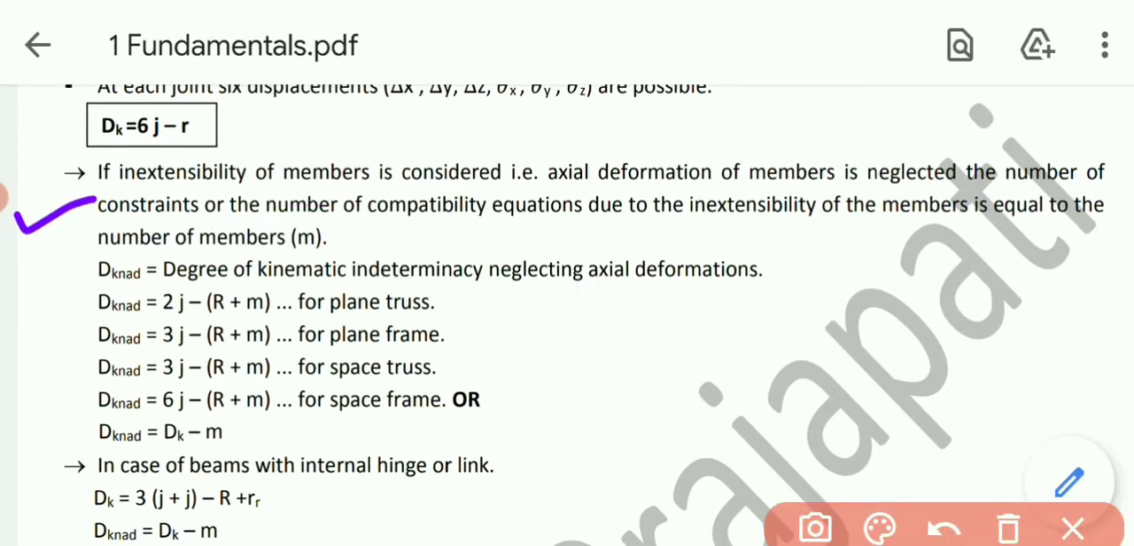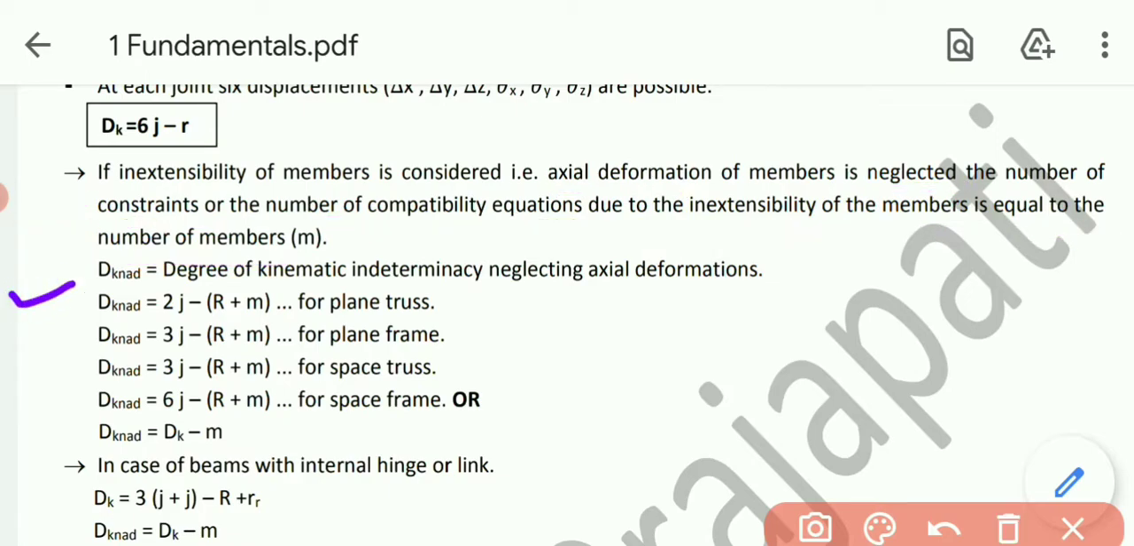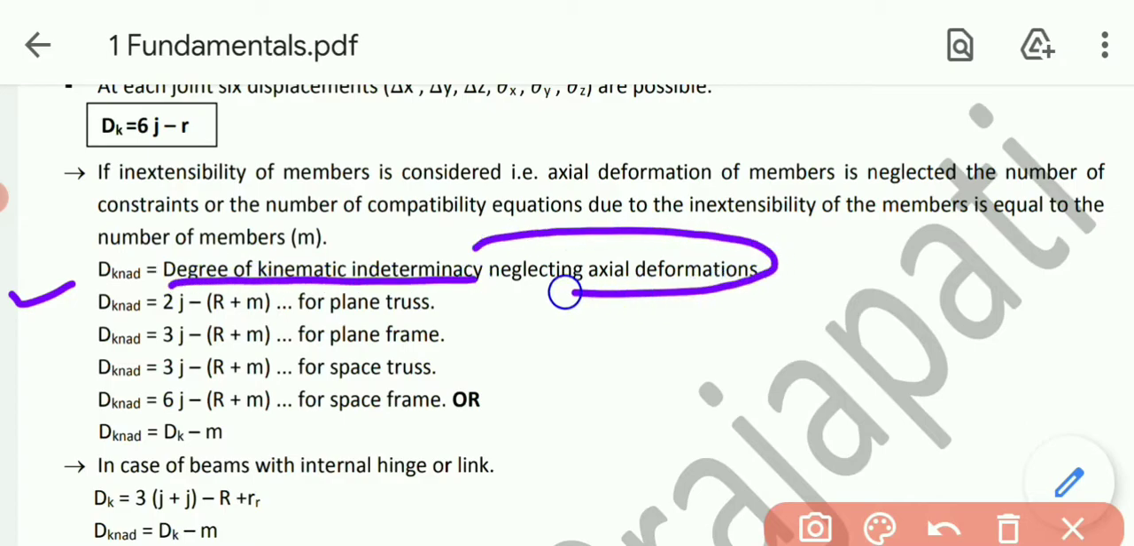Then if inextensibility of the member is considered, for example axial deformation of the member is neglected, the number of constraints, or we can say the number of compatibility equations due to the inextensibility of the members, is equal to the number of members, that is m. So in simple words, say dk naught. So dk naught equals the degree of kinematic indeterminacy neglecting axial deformation.